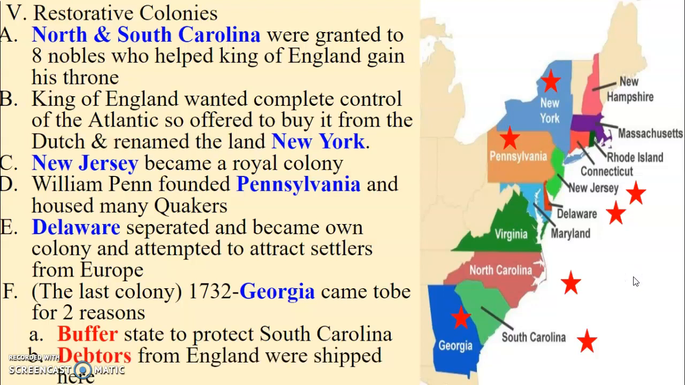Reason number 2, it was a debtors colony, which means that in England, the prisons were getting super overcrowded by people that couldn't pay back. So they went into debtors prisons, which means that you owe money. So King George was like, let's relieve some of the pressure here in England, and let's send these debtors, these bad people, over to the New World so that they could just get out of the way. So you send the bad people over here to the Americas.